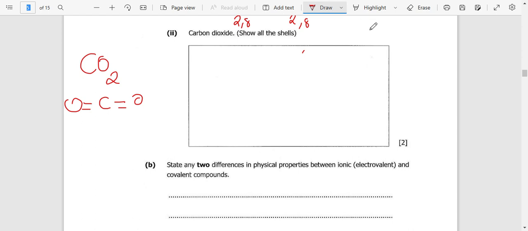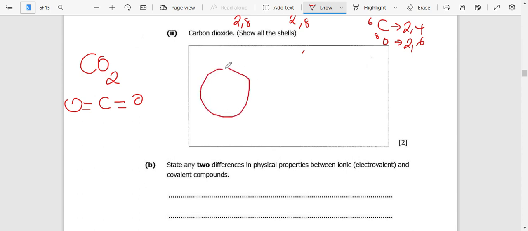Now carbon, let's consider the electron configuration for carbon. Carbon has got 6 electrons. So what will be the electron configuration? 2,4. And then oxygen has got 8. The electron configuration is what? 2,6. Good.